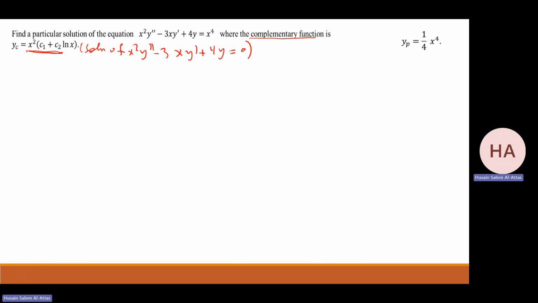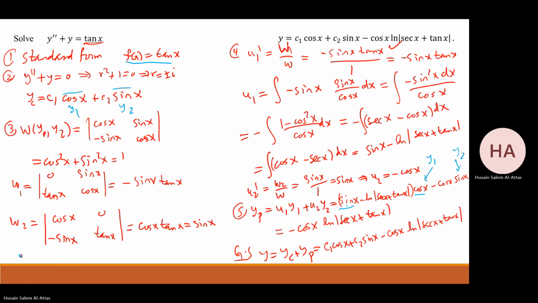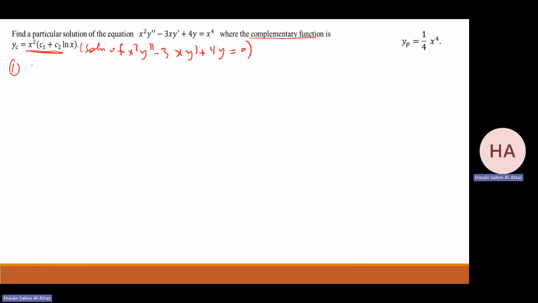Okay. So now we'll do the same thing. First, is it in standard form? No, it's not in standard form. So make it standard. So this is not standard form. So we'll divide. So I have y double prime minus 3 over x y prime plus 4 over x squared y equals x squared. The most important is this. Now it's in standard form. And why do I need this? Because I need f of x. F of x equals x squared. This is what I need.